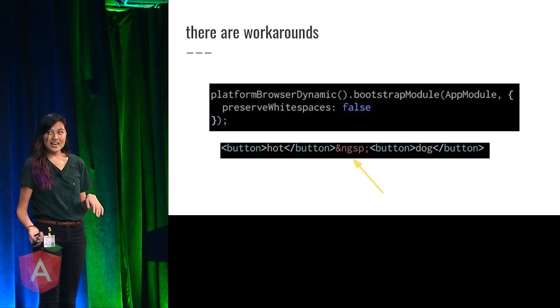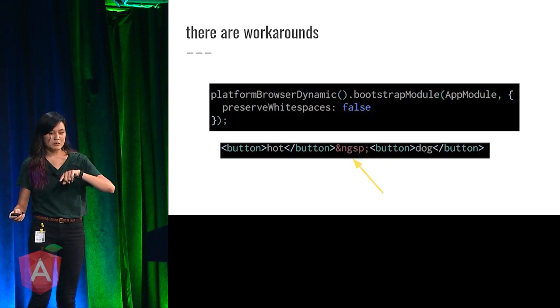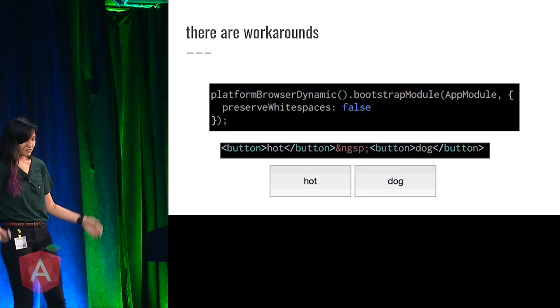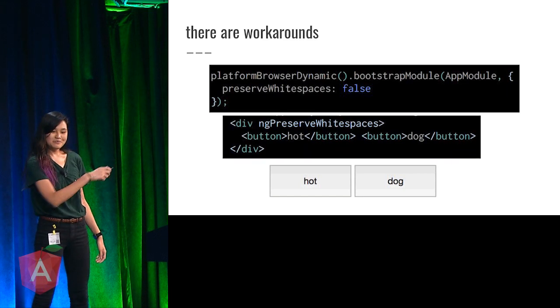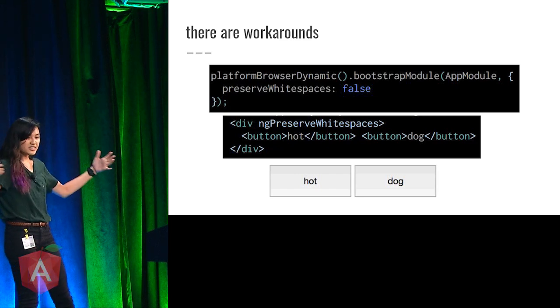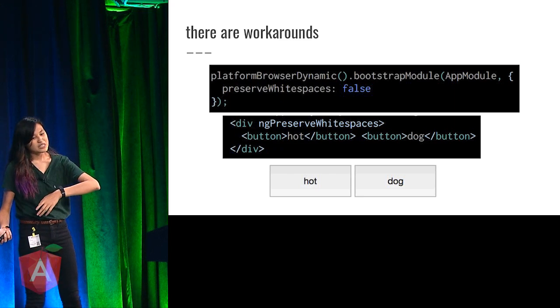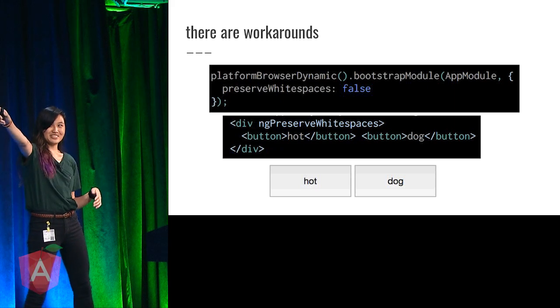For example, you can add an ngsp, not to be confused with nbsp, and that would be like a space in between the two buttons. So yeah, you would have a space in between the two buttons. The next workaround is you could wrap the entire thing in a div with ng preserve white spaces, and even though you have preserve white spaces as false, there will still be a space in between the two buttons.